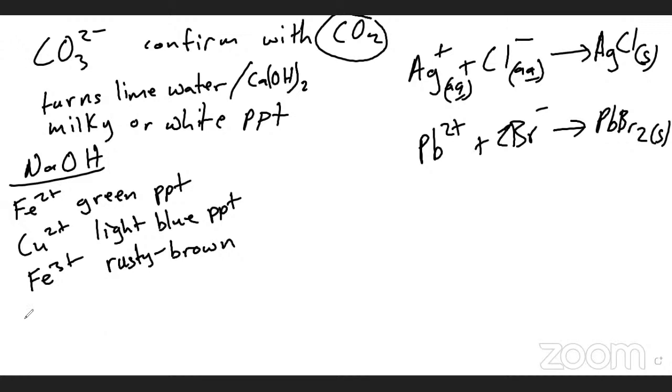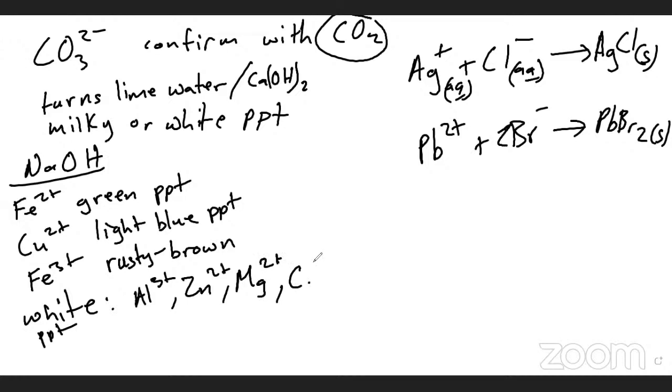For a white precipitate, this is where it comes into play. It can be aluminum, zinc, magnesium, calcium, or lead. Chromium is a transition metal, so it would have a color. Barium is a white one as well. Barium hydroxide? Yes, sir. Double check it for me.